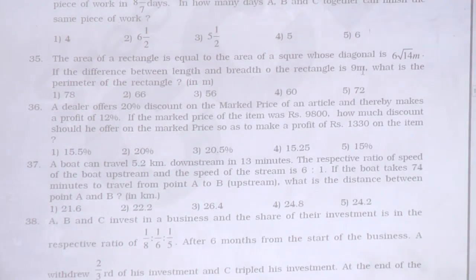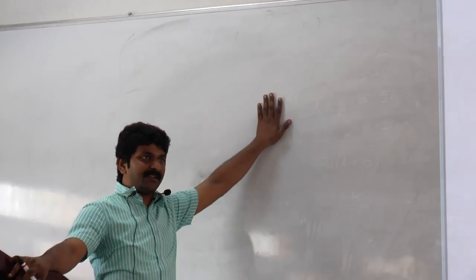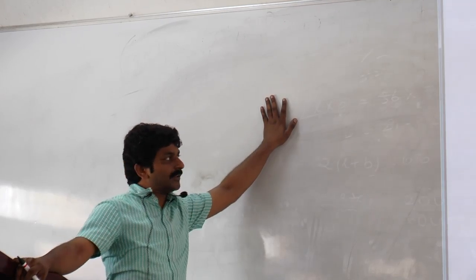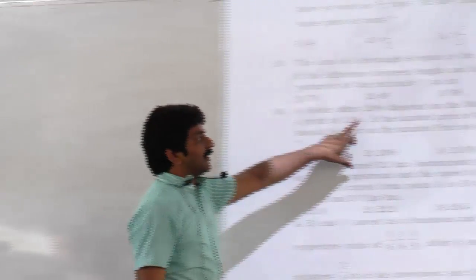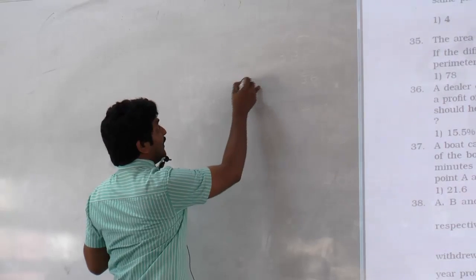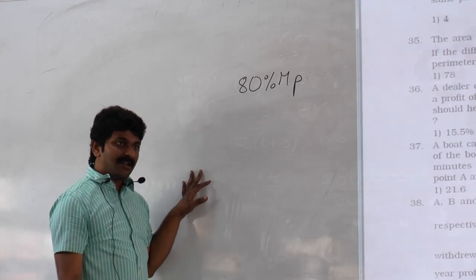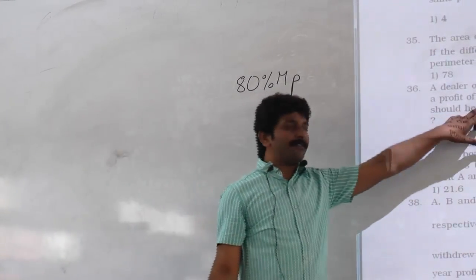Right, now you need to know the cost price. You're asked about the discount percentage. If you know the discount and market price, you can calculate that. Discount is not given. Profit is given. So now you need to know the cost price. After giving a discount of 20%, he is getting a profit of 12%. If he sells at a 20% discount, he is selling at 80% of the market price. Yes or no? And thereby he gains 12% profit.